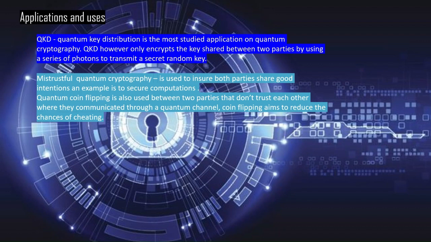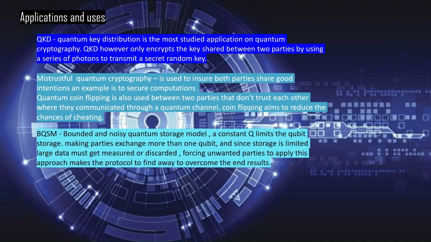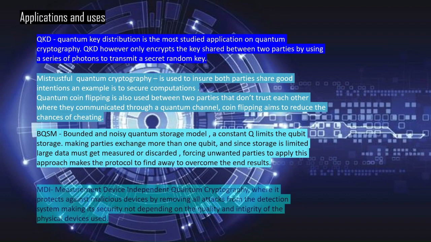Quantum coin flipping is also used between two parties that don't trust each other, where they communicate through a quantum channel. Coin flipping aims to reduce the chances of cheating. Bounded and noisy quantum storage model. This is also a very interesting application, where a constant Q limits the qubit storage, making parties exchange more than one qubit. And since storage is limited, large data must get measured or discarded. This forces unwanted or not so trusted parties to apply this approach, which makes the protocol find a way to overcome the end results once it finds the unwanted party.